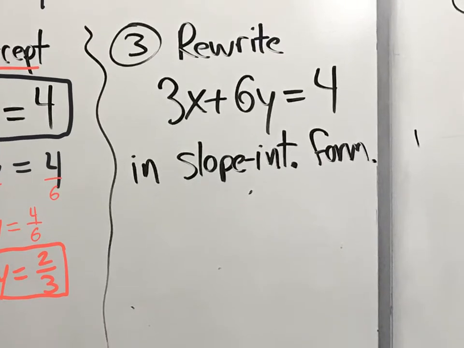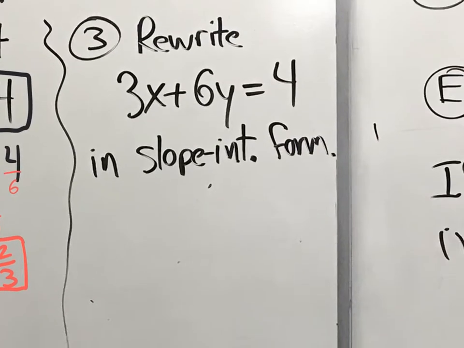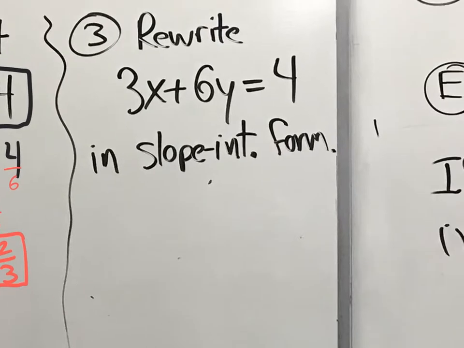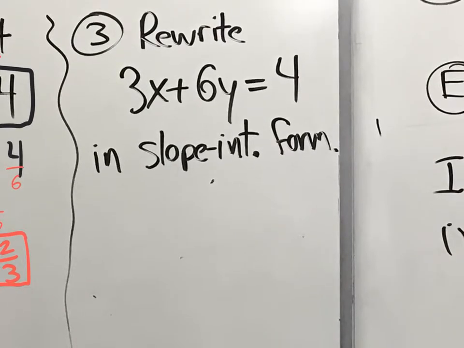It's the same exact equation. 3x plus 6y equals 4. And they're asking us to rewrite this standard form equation in slope-intercept form. And slope-intercept form is getting y by itself. So what would I do first to get y by itself?